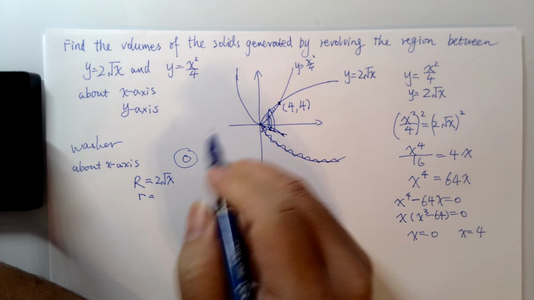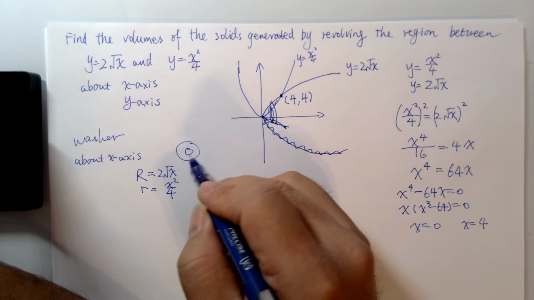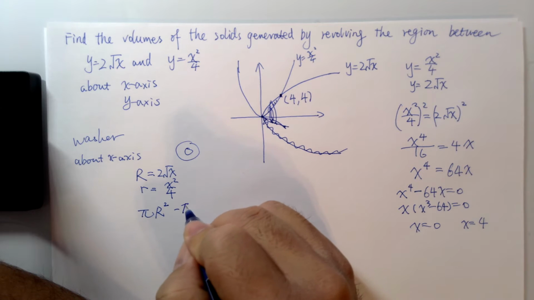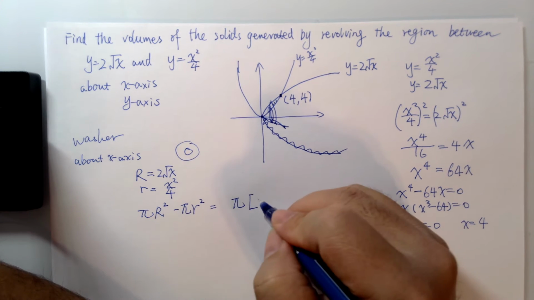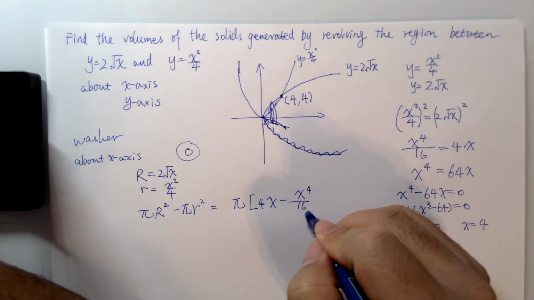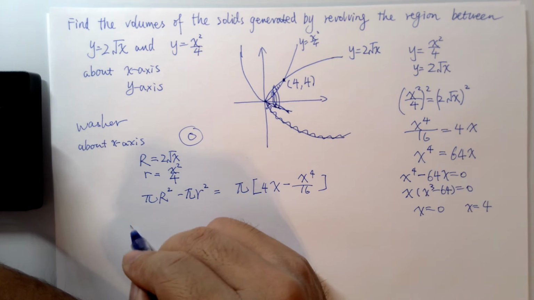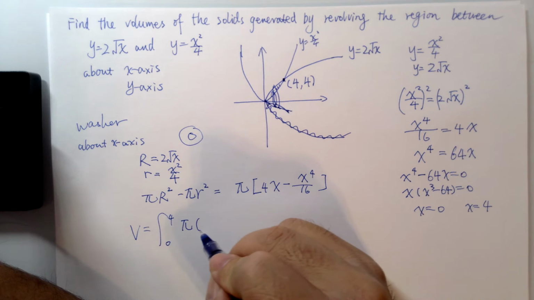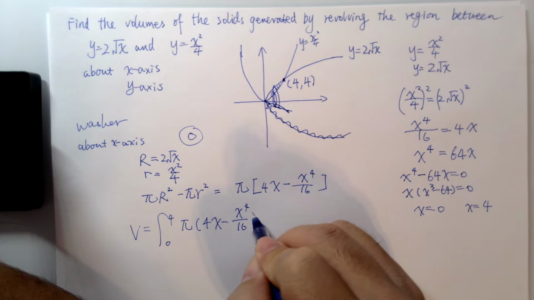the lower function is x squared over 4, and hence the area of this washer is going to be pi times capital R squared minus pi times small r squared, right? So that gives us pi times, this part is going to be 4x, minus x to the power of 4 over 16, right? So that's the area of this washer. Now the volume is going to be the integral from 0 to 4 of pi times 4x minus x to the power of 4 over 16 dx.